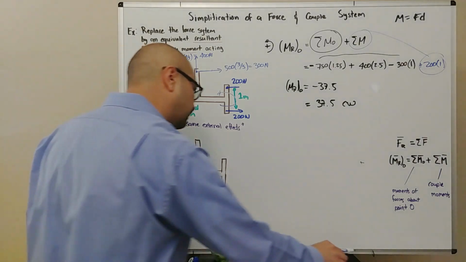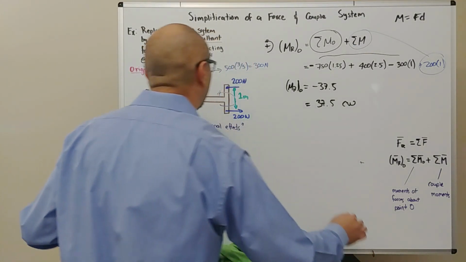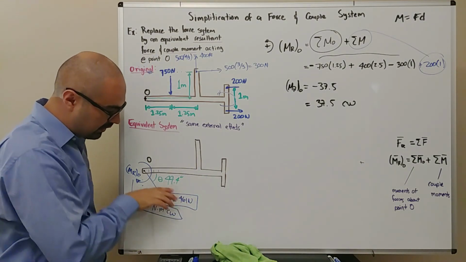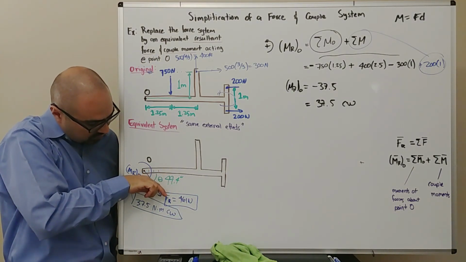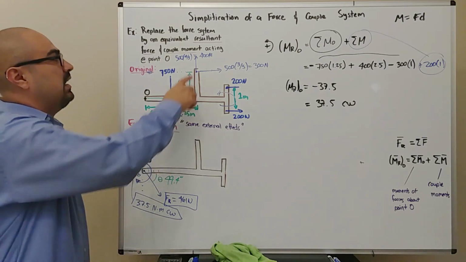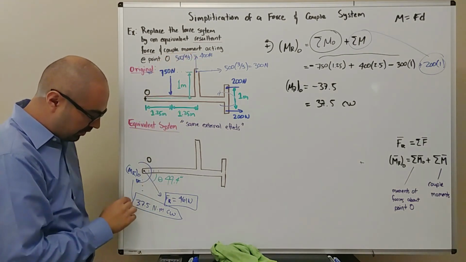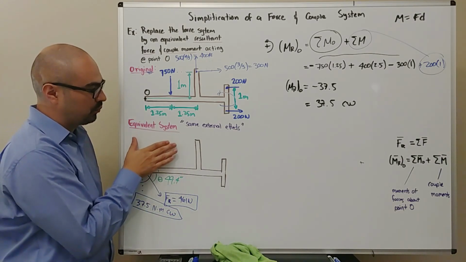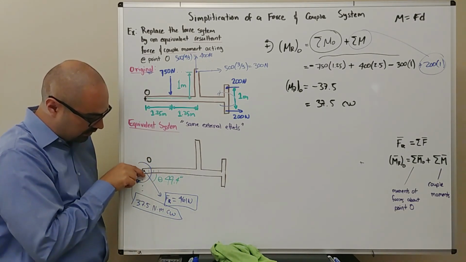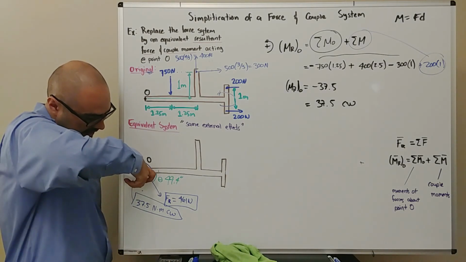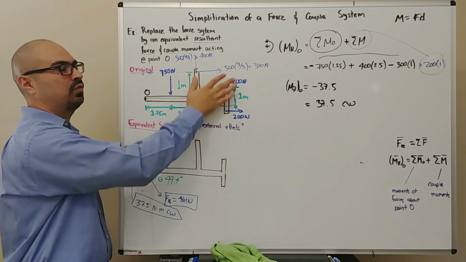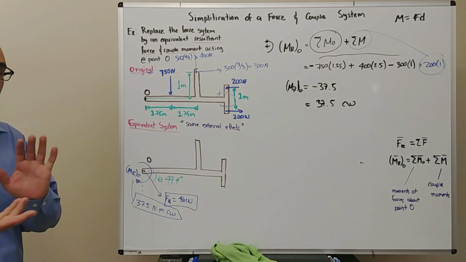So there we have it. We calculated the resultant force, 461 at minus 49.4 degrees, and a couple moment acting on O, the 37.5. This is what we call an equivalent system. So what we're saying is this force and this moment have the same external effects as all of these forces combined. When is this useful?